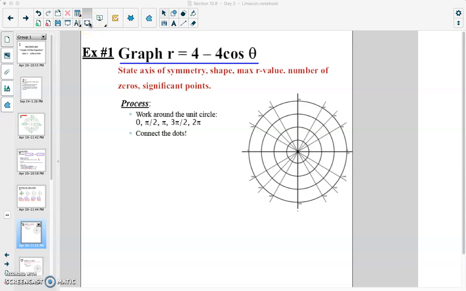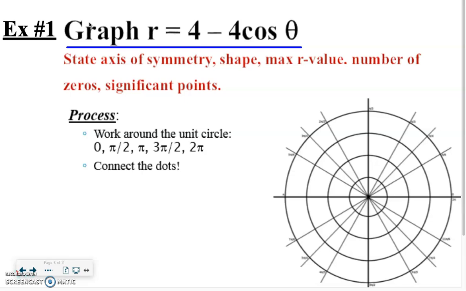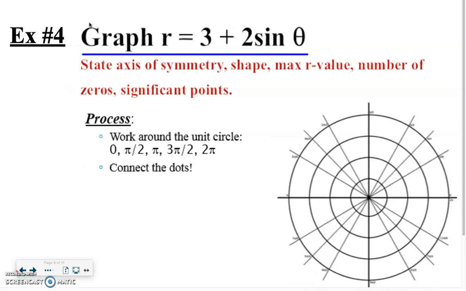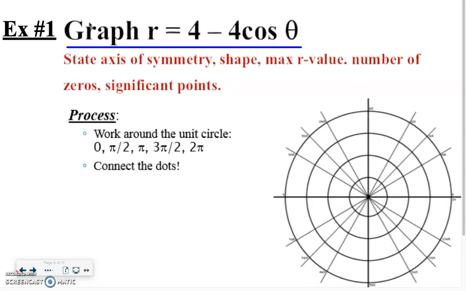All right, so example number one, we've got r equals 4 minus 4 cosine theta. We got through this one in each of our 3 classes today. Somehow I forgot to start the video, so again, I want to make sure that we can go back and reference this one. But again, the goal here, as you can see, we want to hit 4 examples.